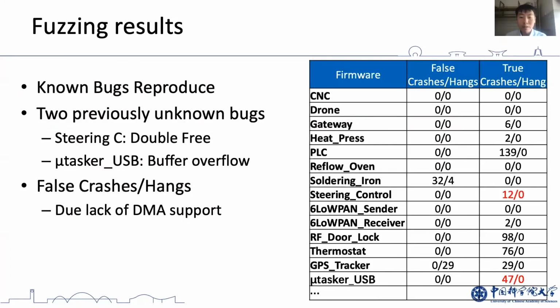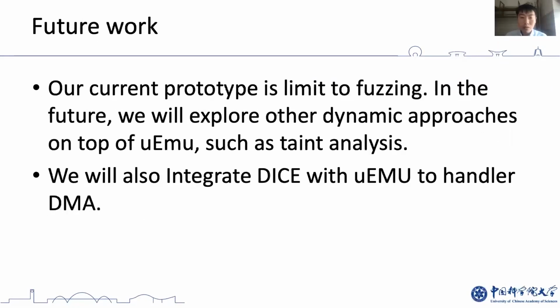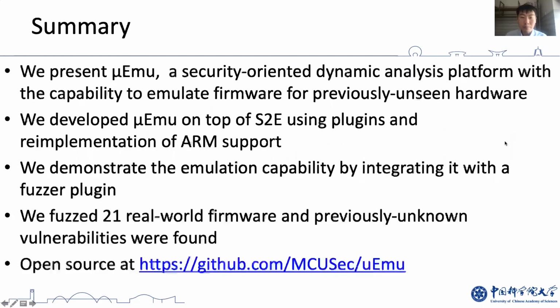After manual verification, there are some false crashes and hangs due to lack of DMA support. So note that currently our prototype is limited to fuzzing tests. In the future, we will explore other dynamic approaches on top of µEmu, such as taint analysis, and we also try to integrate ARM support tools on top of µEmu.